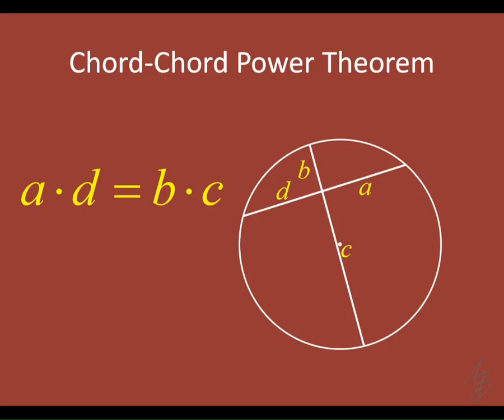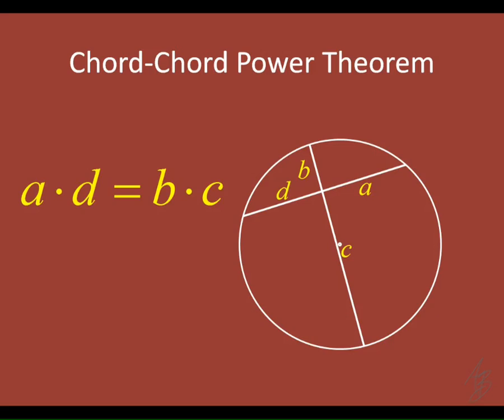Now I want you to notice where the letters are. And I did this a little bit funny. I apologize for it. But A and D are two parts of the same segment, and B and C are two parts of the same segment. So when we have two chords that intersect each other, if you multiply one part times the other part of the same chord, that's going to equal one part times the other part of the other chord. Always going to be true.